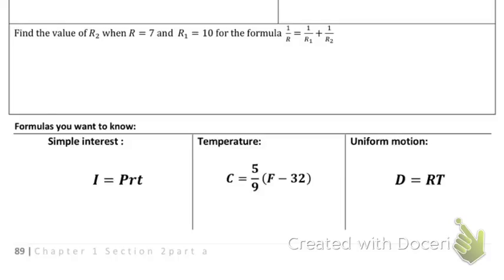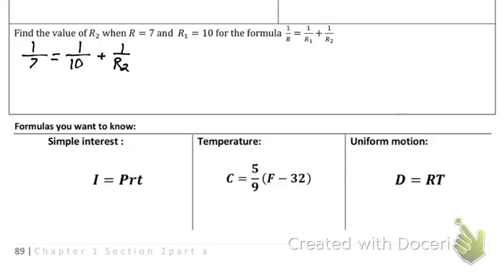So the first thing we're going to do is replace our r and our r sub 1. Instead of having 1 over r on the left-hand side, we are going to have 1 over our r value, which equals 7. On the right side, we have 1 over r sub 1, so instead of r sub 1, we are going to have a 10. And finally, we are going to add 1 over, I don't have anything to replace r sub 2 with, so we're just going to have r sub 2.